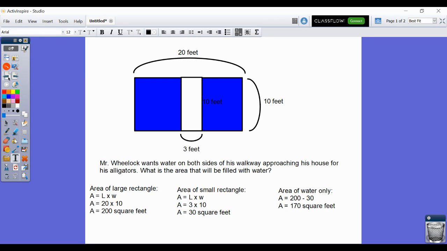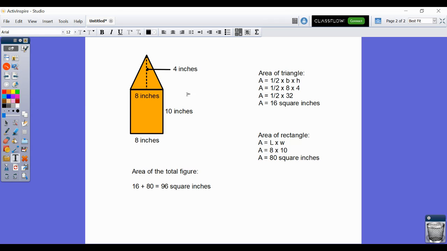Remember, when you're cutting out or taking out a part, that's subtracting. When you're finding the area of a composite figure, like the first one we did, you're going to add them together.